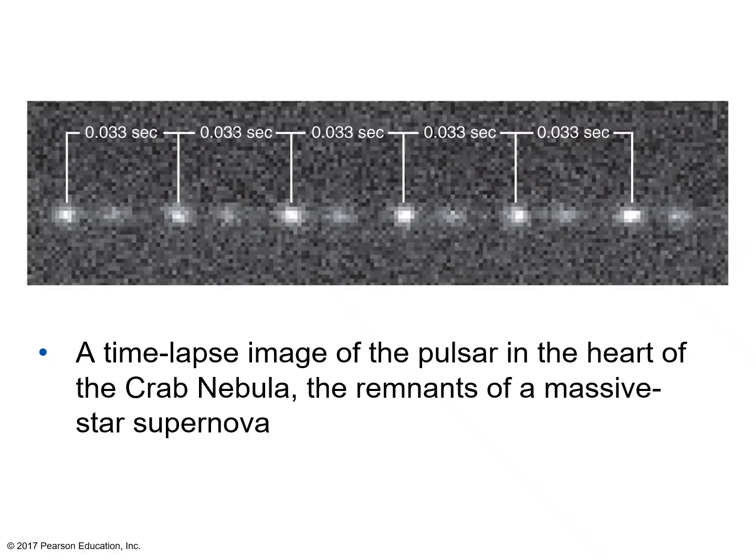This is another one. This is a time-lapse image of the pulsar in the heart of the Crab Nebula, the remnants of a massive star supernova. And this one is much quicker. Every pulse is 0.033 seconds, so about 3/100ths of a second. And something that pulses this quickly, these are often referred to as millisecond pulsars.